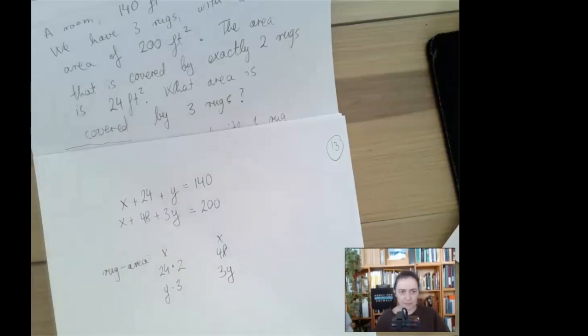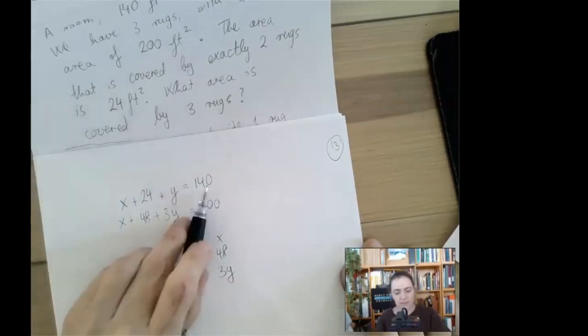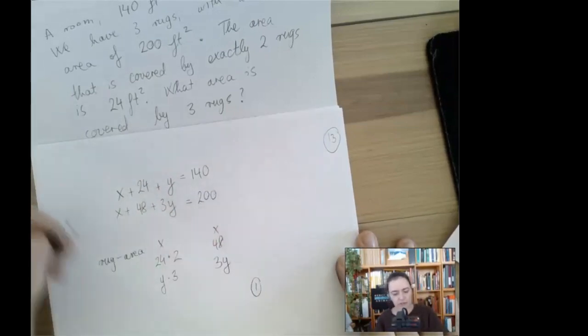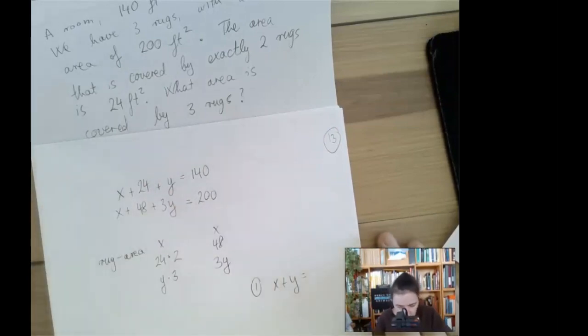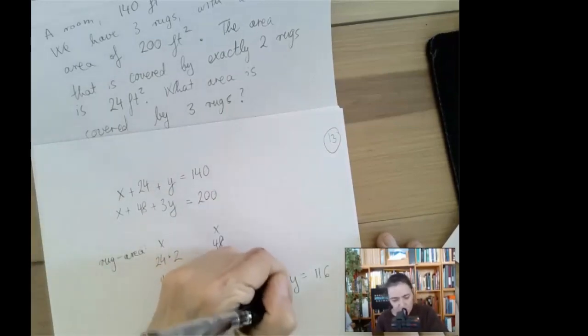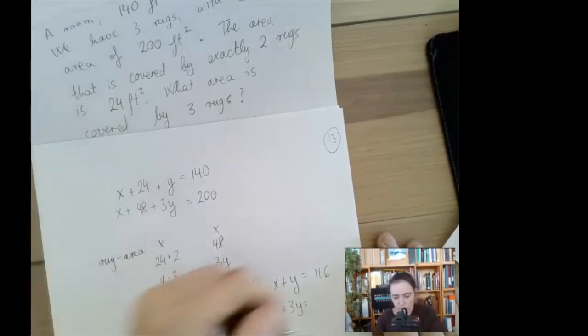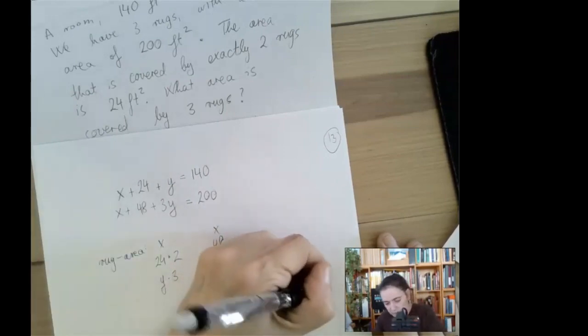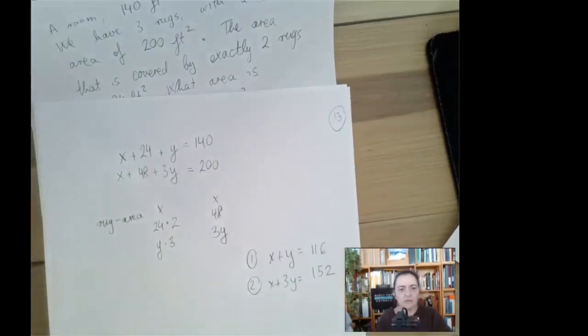Now we clean up. But you see, that's a nice thing about systems of equations, that usually they boil down to easy algebra. The nastiest systems will not come out of word problems. They're just going to be given, solve it. All right, so we can subtract that. So the first equation is x plus y equals 116. And the second one is x plus 3y equals 152. All right, now solve this system.